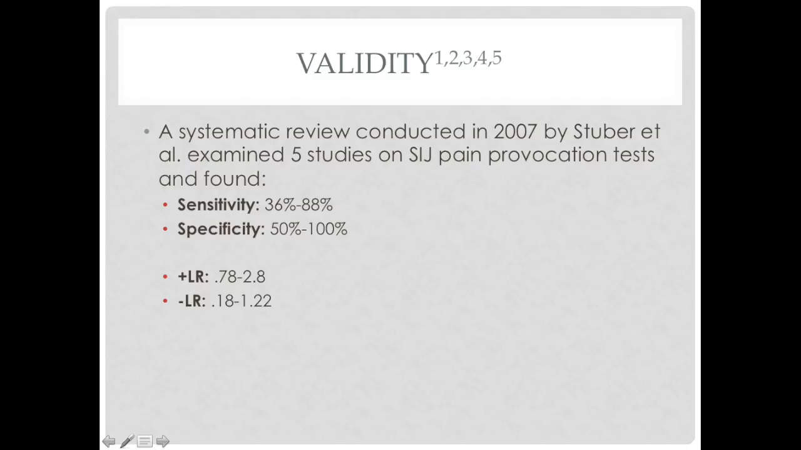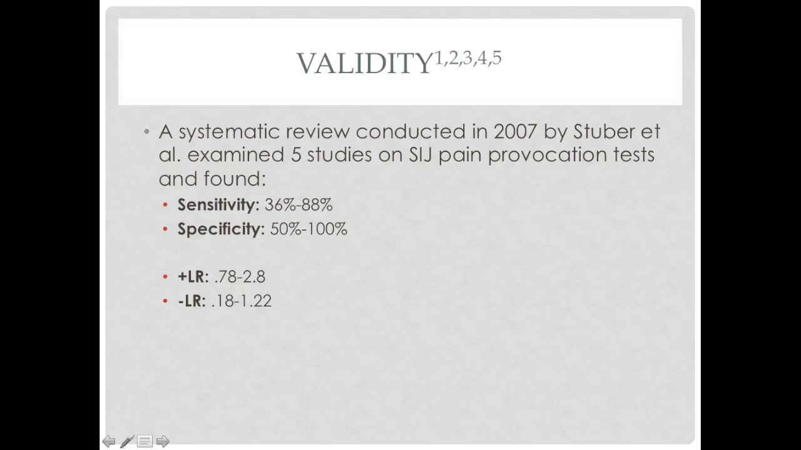These wide ranges found in the sensitivity and specificity show that further research may be needed. However, in Laslet's 2005 article included in the review, the thigh thrust was shown to have the highest sensitivity out of all the Laslet SI joint provocation tests, as well as the second highest specificity.